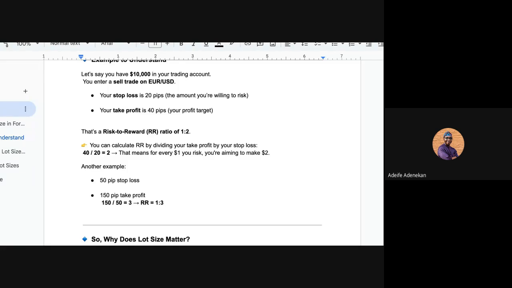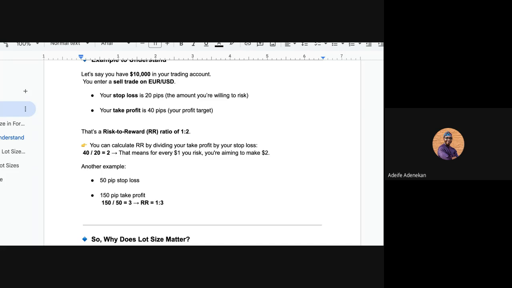That means your risk to reward, just deviating a bit from lot size, is a ratio of 1 to 2. That means, what is the ratio of your stop loss to your take profit? If your stop loss is 20 pips and your take profit is 40 pips, the risk to reward ratio is 1 to 2. You can calculate RR, also called risk to reward, by dividing your take profit by your stop loss. So 40 pips is your take profit, 20 pips is your stop loss. That means ratio 1 to 2, which means for every $1 you risk, you are aiming to make $2 basically.